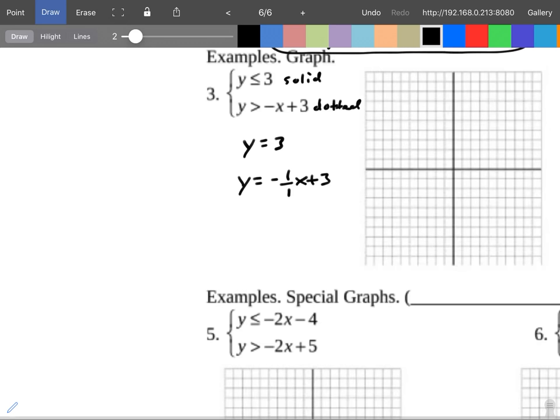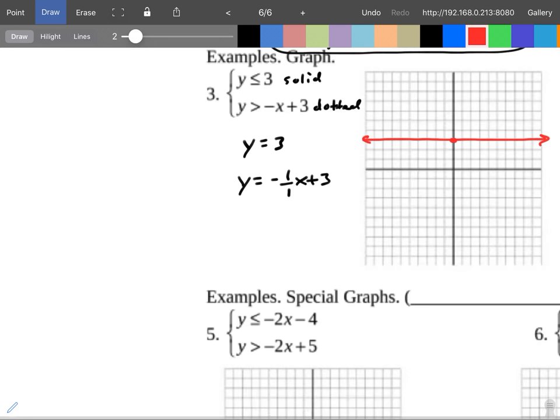All right, so let's see if we can graph these. So the top line there is y equals 3. Well, if you guys remember, if it's a y equals just a number, that's a horizontal line at y equals 3. And that one is going to be solid. So let's do that one in red. So it's a solid line, horizontal through y equals 3.